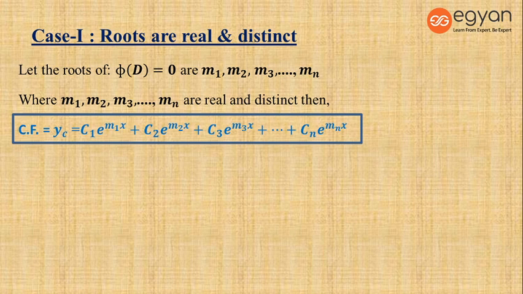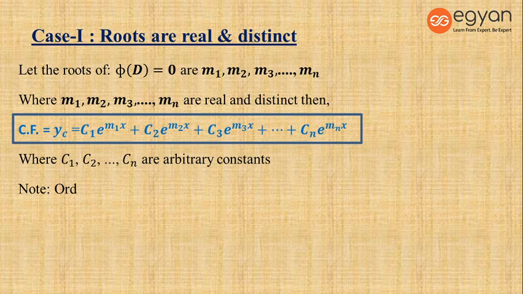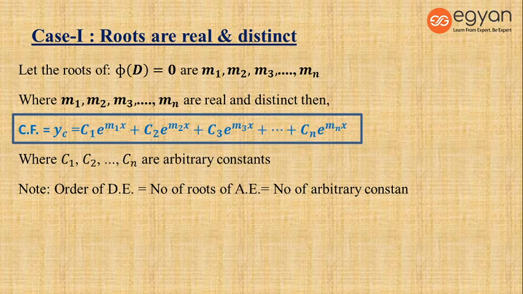Now what are c1, c2, c3 and c4? These c1, c2, c3, c4, cn are the arbitrary constants. The most important point everyone should keep in mind, I will make it a note here: the order of the differential equation should be equal to the number of roots of the auxiliary equation, which should be equal to the number of arbitrary constants. This is the main, important point. Make a note in your mind also, right? This is all about writing the yc or complementary function when roots are real and distinct.